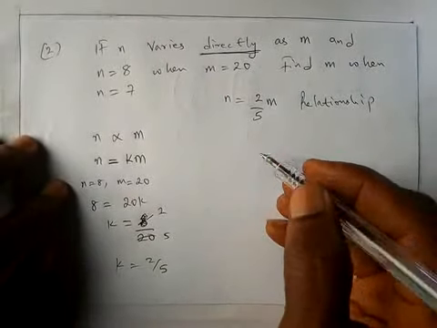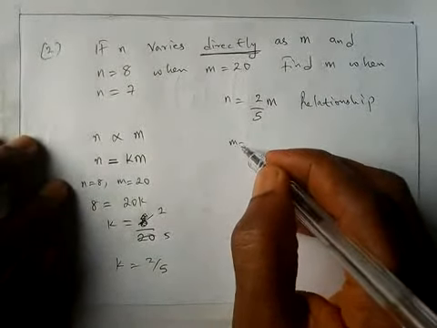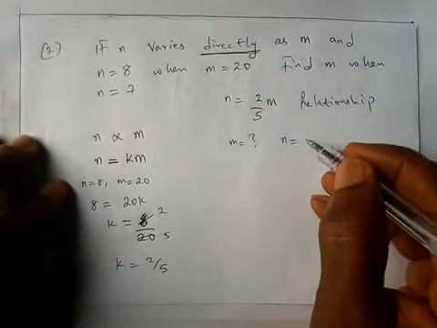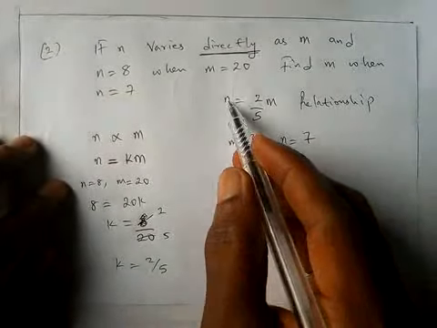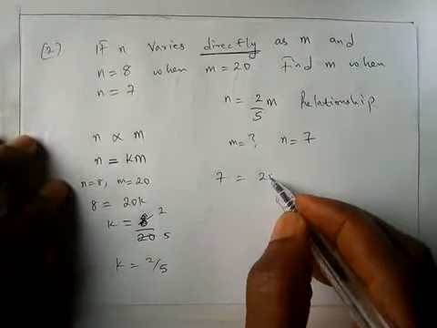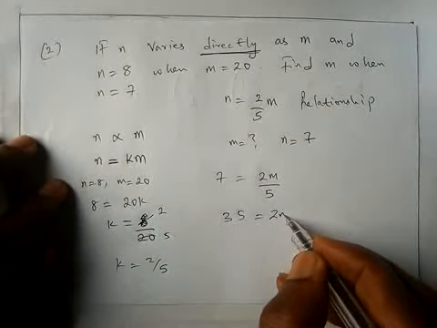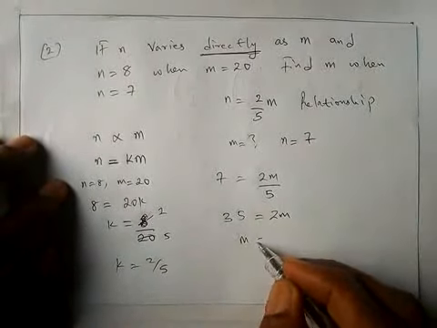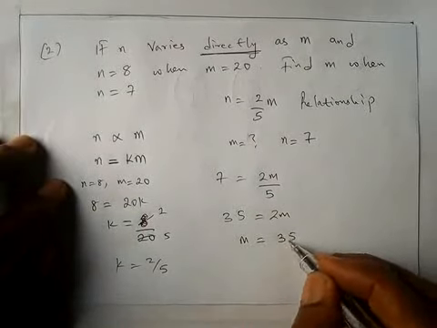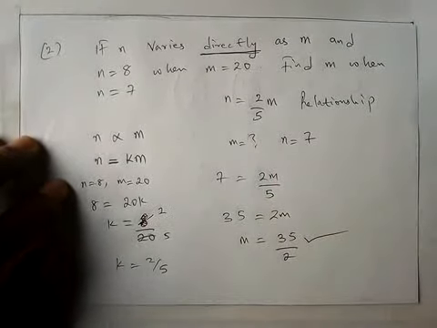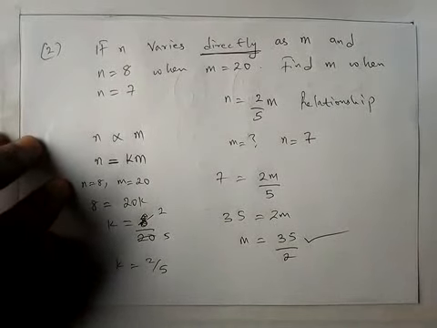Now the question is asking us to get m when n is 7. Okay, so we'll put 7 for n: 7 is equal to 2m over 5. Cross multiply. 35 is equal to 2m, meaning that m is equal to 35 over 2.